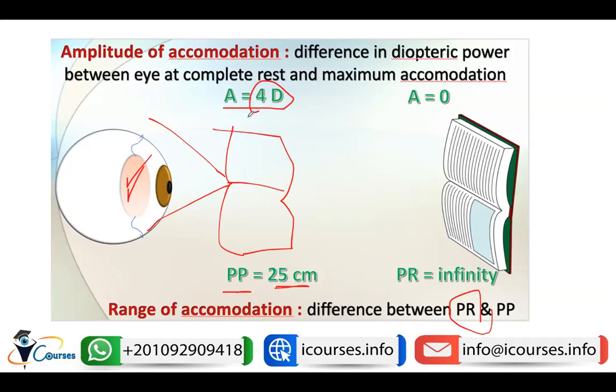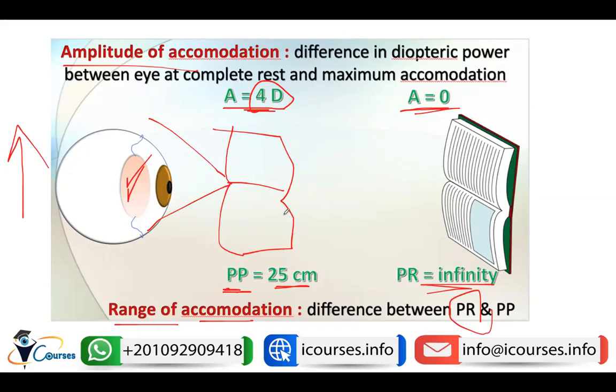The difference between the accommodation while it's completely relaxed and the accommodation while it's completely exerted is called the amplitude of accommodation. And the distance between the punctum remotum and the punctum proximum is called the range of accommodation. So what happens with increasing age? Actually, this number is decreasing. The amount of accommodation that the patient is exerting is decreasing, so the amplitude of accommodation is also decreasing, and the range of accommodation will also decrease.